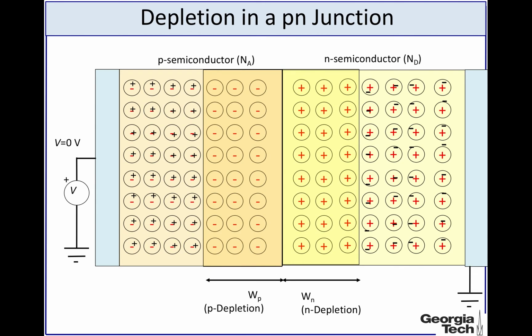So in a PN junction, when we put a p-type semiconductor and an n-type semiconductor together, there will be a depletion region at the interface between these two differently doped regions, and this is the depletion region.